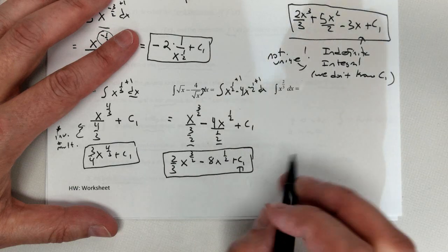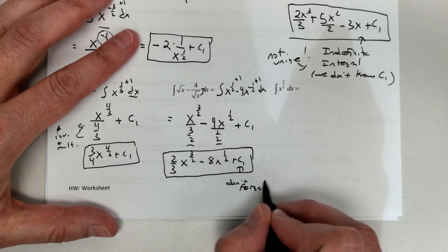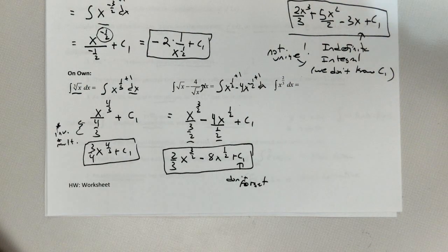Don't forget this. Don't forget, this is very important, because remember, that constant is telling us that we don't know what that original constant was, but it became 0, so we need to put that plus c1 right there.